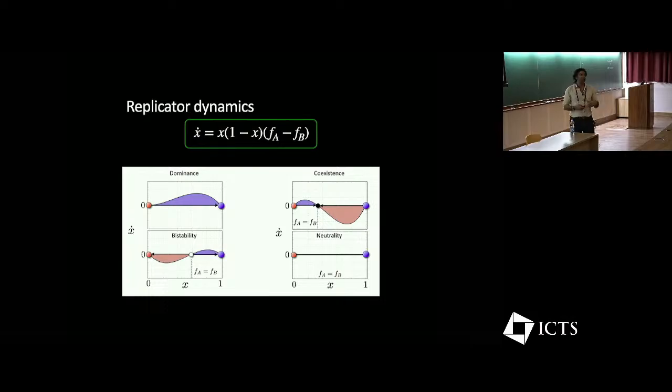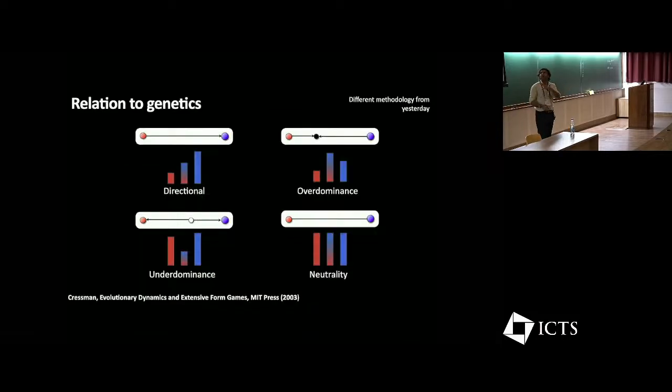A cool thing which I wanted to mention yesterday, but since we were not talking about dynamics yesterday, is that this kind of relationship you can transform again to something in genetics. This was done by Ross Cressman using a slightly different methodology than what we discussed yesterday. In essence, you can map a dominance game to a dominant genetic mapping, where exactly one genotype is more dominant over the heterozygote over the other homozygote. Or you can model over-dominance, under-dominance, or even neutrality. So there is a very nice connection also in the dynamical space.